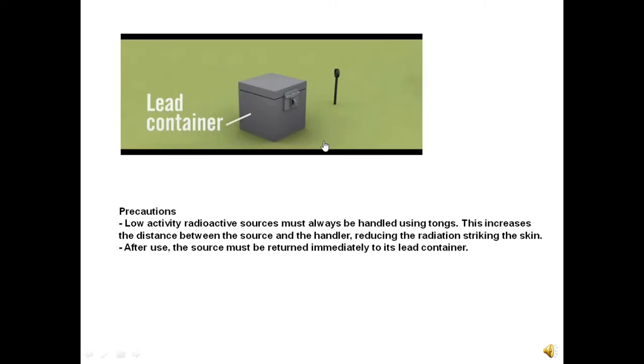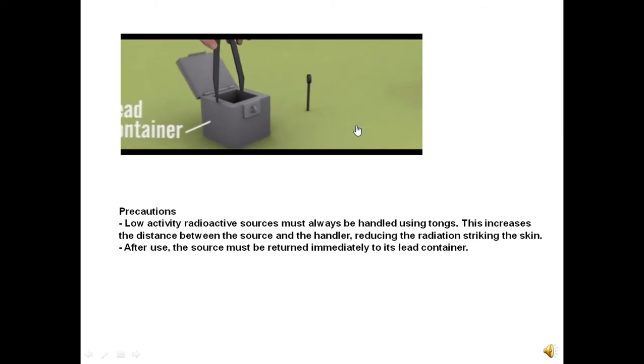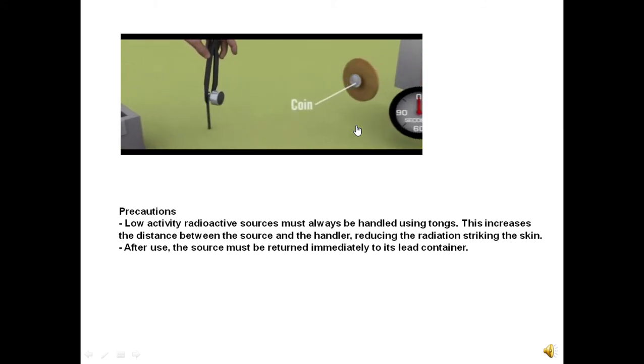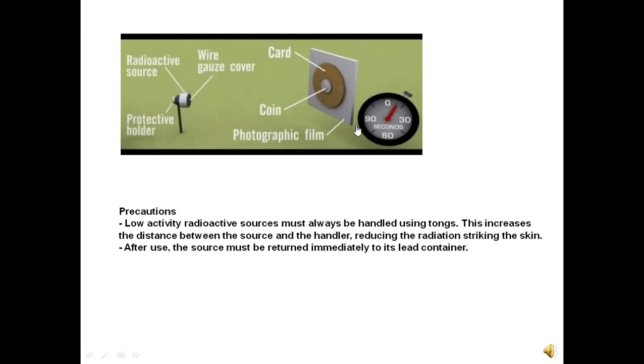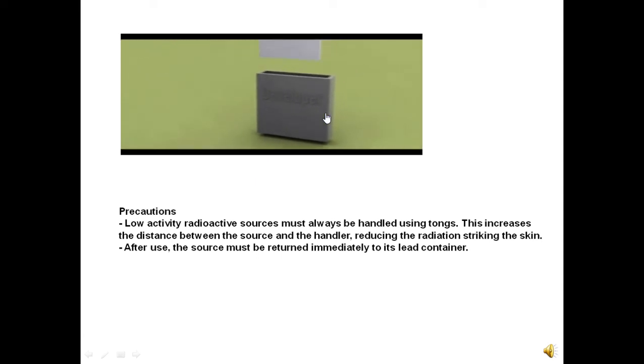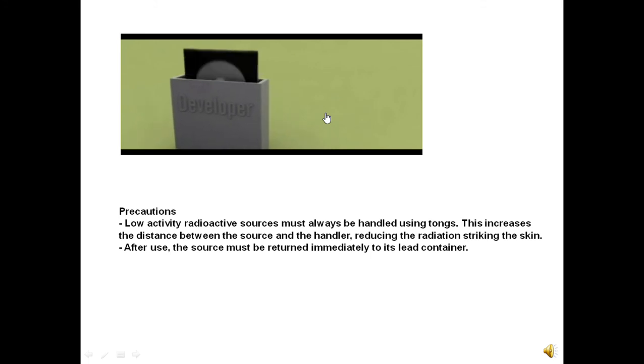So to protect ourselves, we keep our sources in lead boxes when we're not using them. We take them out only as much as we need to and put them back when we're finished. We use tongs to handle them, never directly. We point the source away from ourselves and others, and we put it back when we're finished.